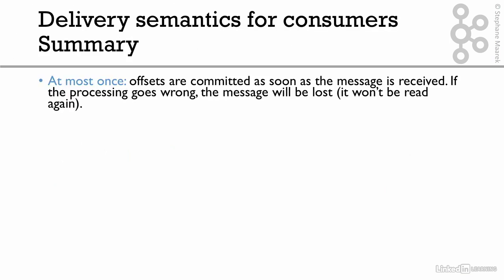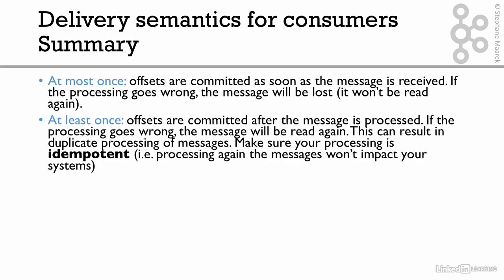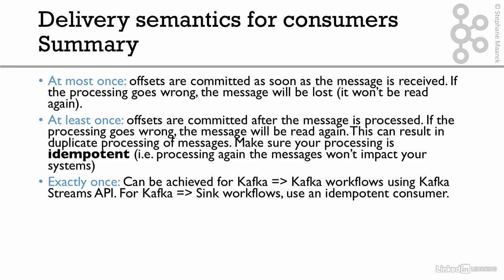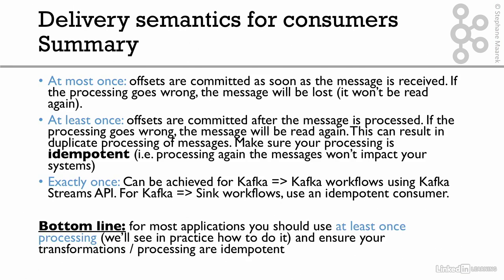So for summary, there's at-most-once, at-least-once, and we've seen these two, and then there's exactly-once, which is only for Kafka to Kafka workflow using Kafka Streams. So bottom line, and we'll see this in the next lecture in the hands-on, for most applications, you should definitely use at-least-once processing, and we'll ensure that the transformation and the processing, for example, when we insert into Elasticsearch, is going to be idempotent.